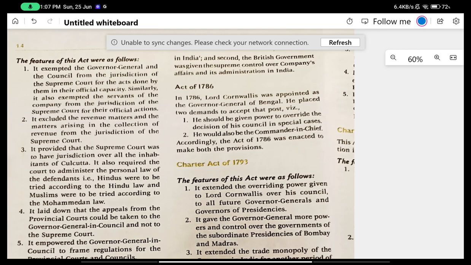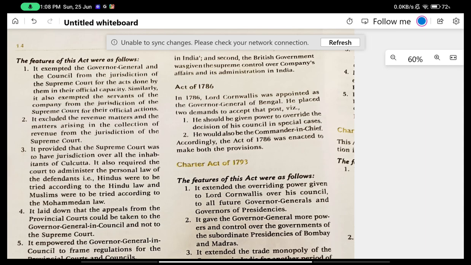So the Charter Act of 1793 extended the veto power given to Lord Cornwallis to all the future Governor Generals and Governors of Presidencies. So what it basically did is that it gave this veto power, that was originally given to Cornwallis, to all the future governor generals for their own executive councils, and to all the governors also, governors of Bombay and Madras, for them to use in their executive councils, because they had their own provincial legislative councils too, right? Now they could also exercise this power in their own executive councils.